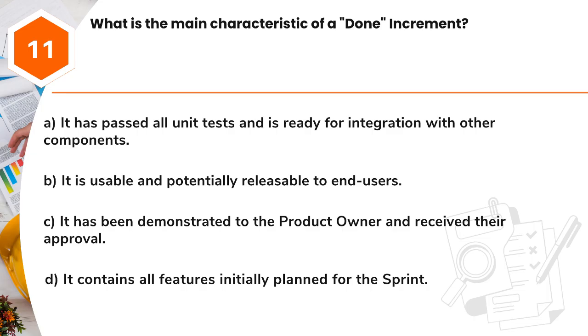Question 11. What is the main characteristic of a done increment? A. It has passed all unit tests and is ready for integration with other components. B. It is usable and potentially releasable to end users. C. It has been demonstrated to the product owner and received their approval. D. It contains all features initially planned for the sprint.